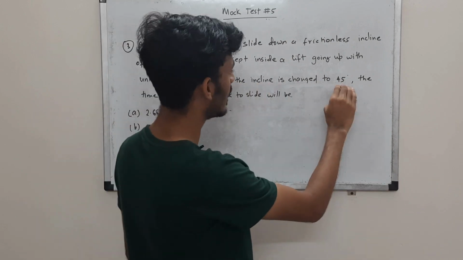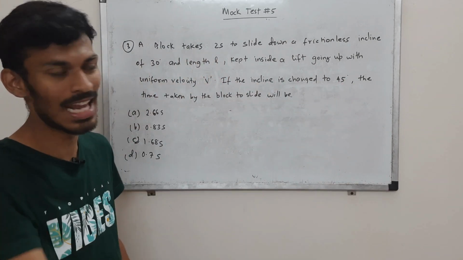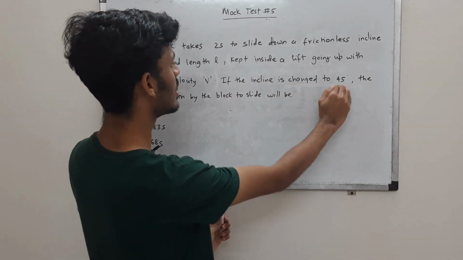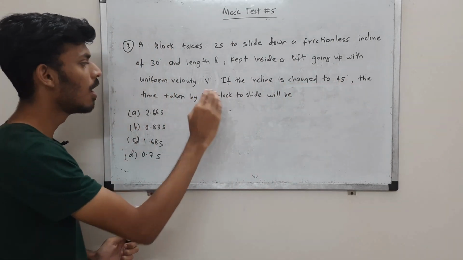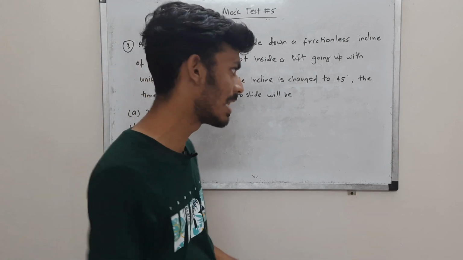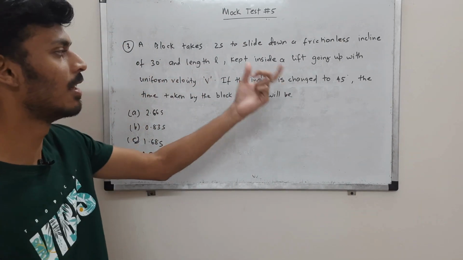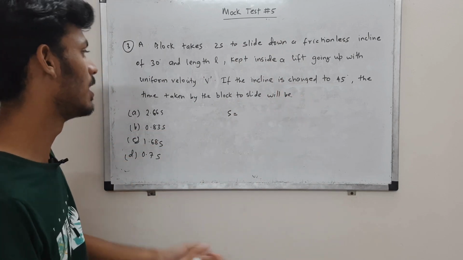So if the incline is changed, now the inclined angle is changed, the length is not changed. The inclined angle is changed to 45 degrees. You are supposed to tell what is the time taken by the block to slide down. So first of all, we can find the length of the incline. We can use that length to find time in the second case.